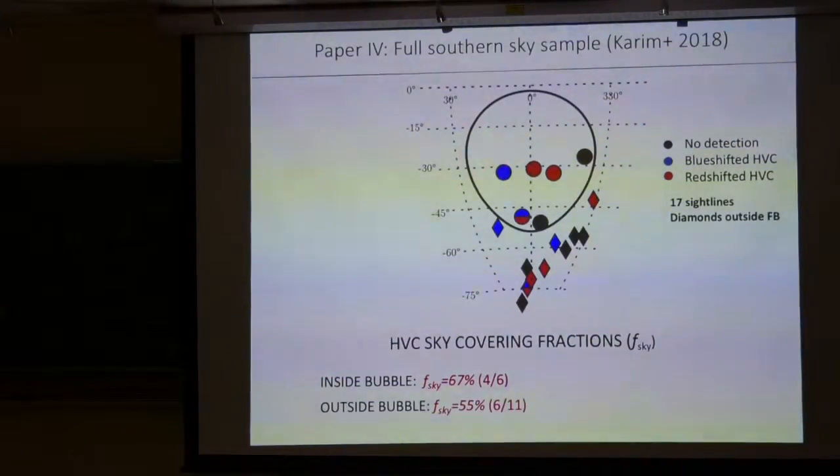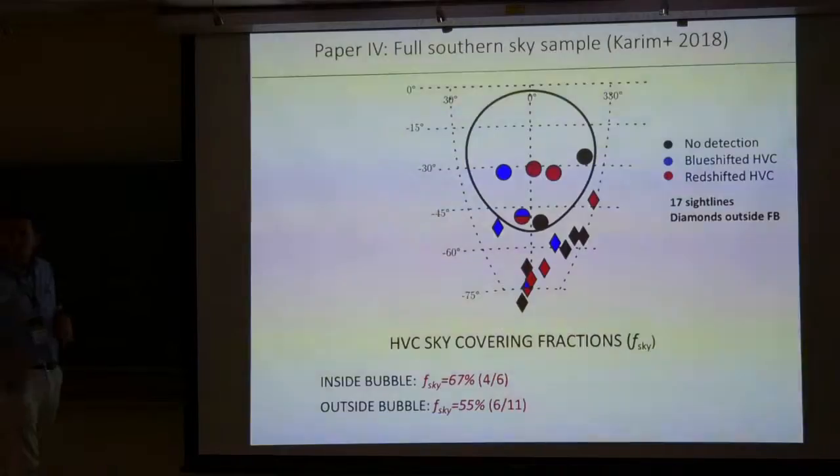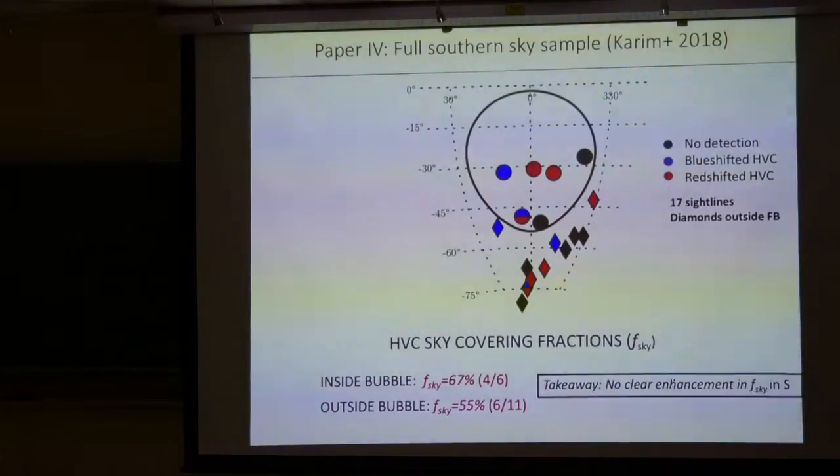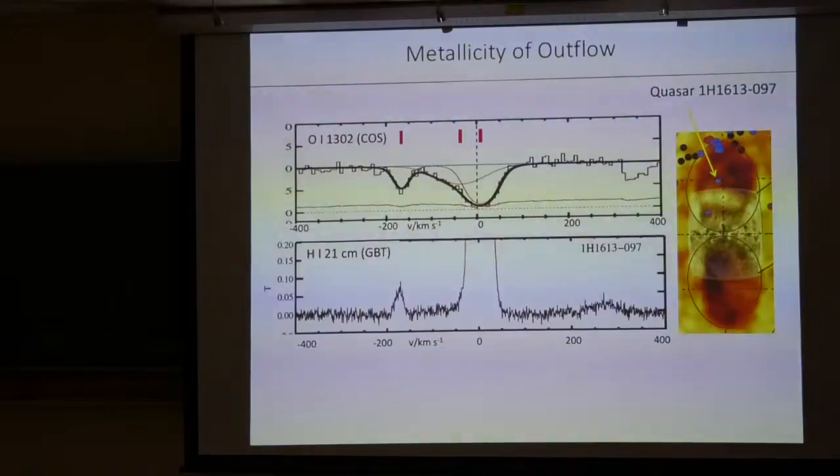So you take all your sight lines passing inside the bubble. These are the blue and red circles here. We have a detection rate of 4 out of 6. These are just the raw numbers where we measure the high velocity clouds. Outside, it's 6 out of 11. So we can't claim that there's an enhancement in the covering fraction in the south. But that's just because the background is higher. It's not that we don't detect the sight lines inside, and we have 4 out of 6. But it's just the background which is mostly different. That's the main difference between the north and the south. So no clear enhancement in the south.